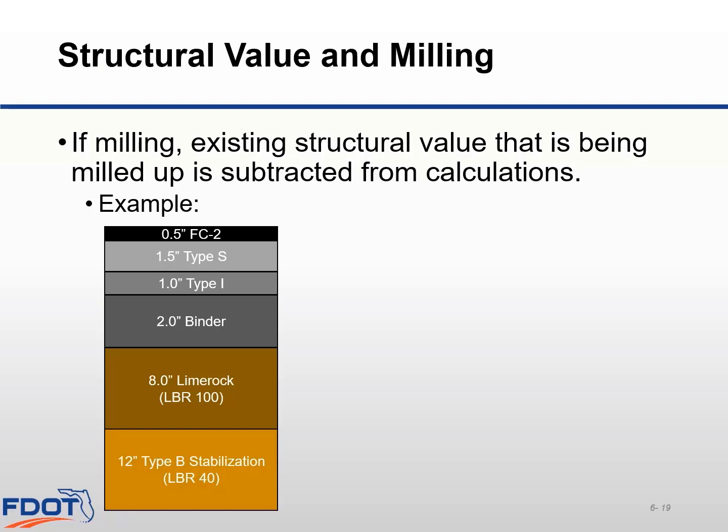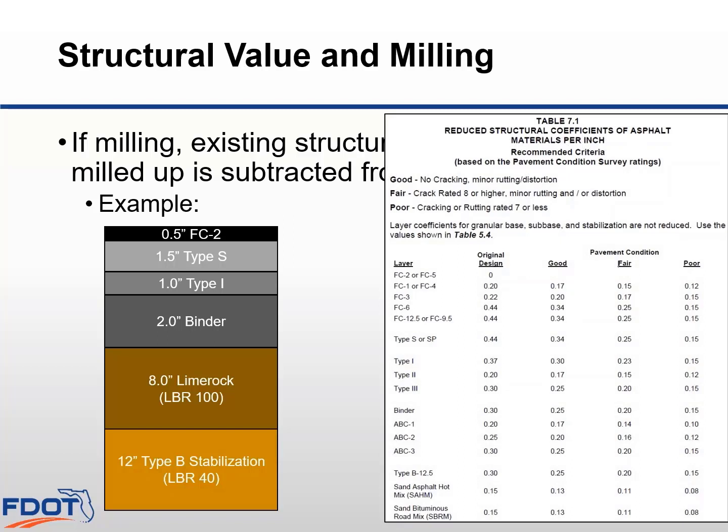Let's say you have this existing pavement structure, and let's also say that it's in poor condition. Remember, this information comes from your pavement coring report. The first step in calculating the existing structural number is to determine the layer coefficient for each pavement layer. So for our asphalt layers, we look at Table 7.1, and since we said our pavement is in poor condition, we need to look at this far right-hand column for our values.